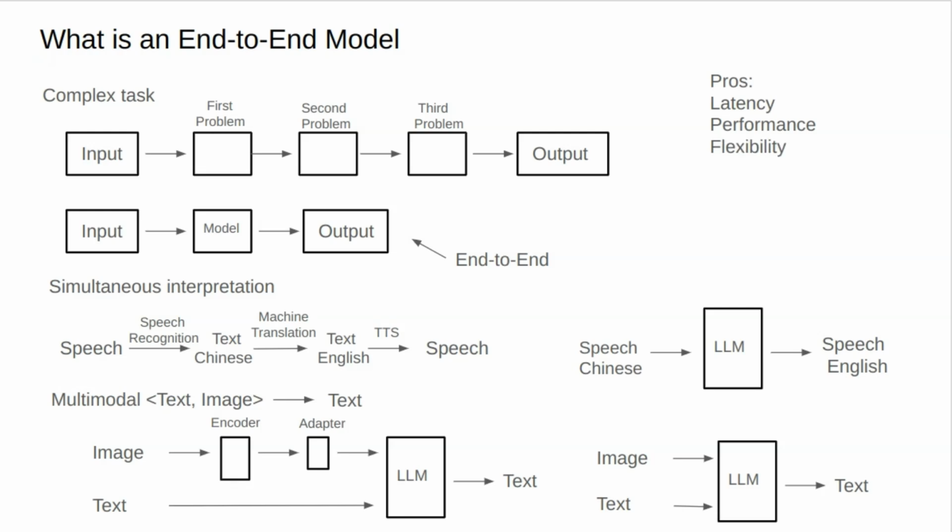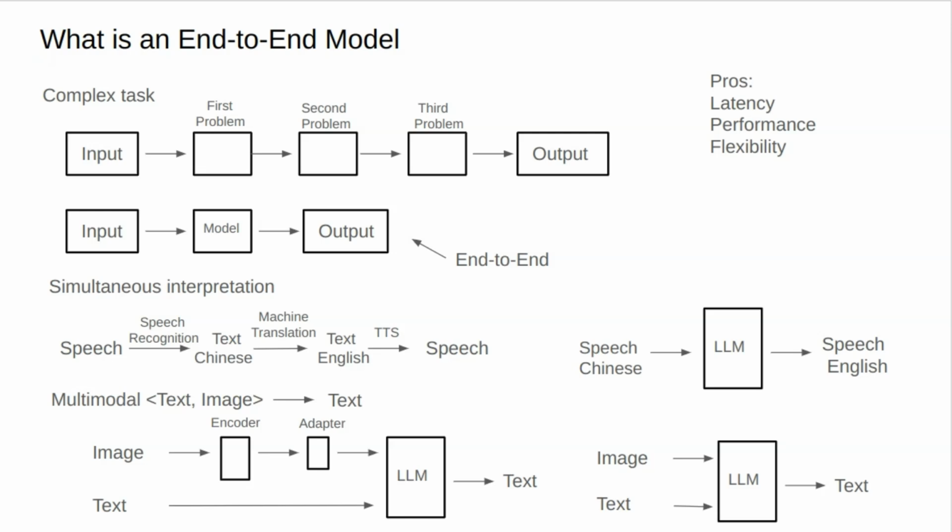Third, flexibility. For new task types, standard pipelines might require significant modifications, which can be costly. End-to-end models, however, often just require collecting new domain-specific data for further training.